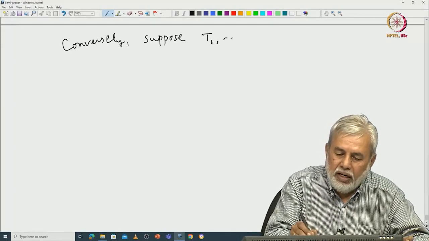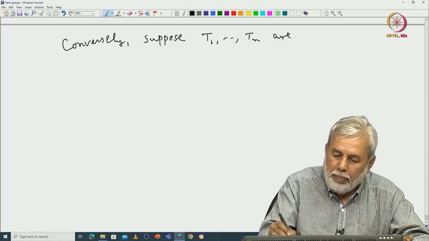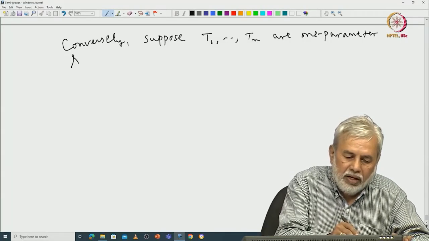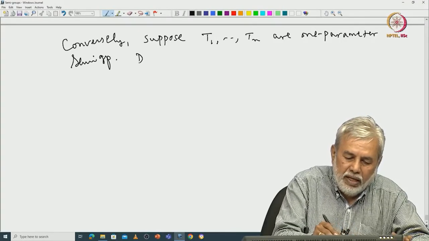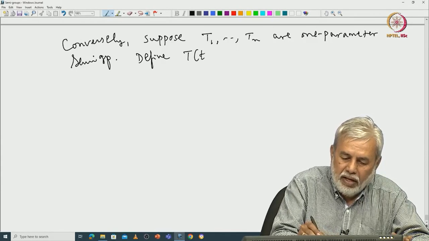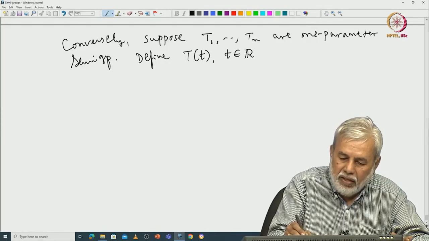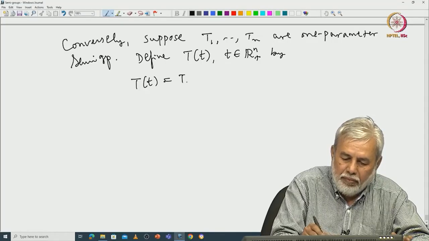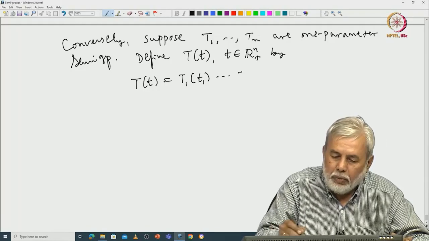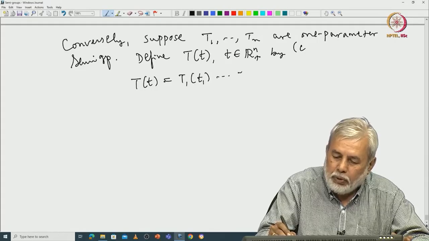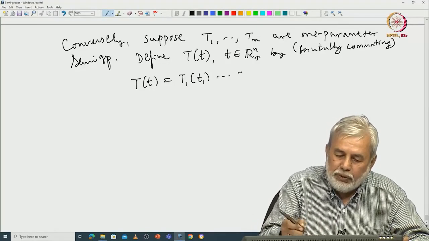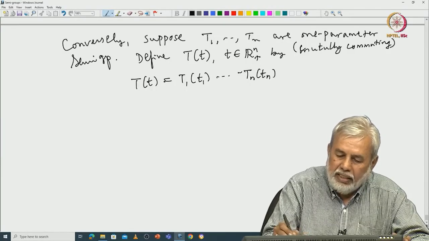Conversely, suppose T1, T2, ..., Tn are one parameter semigroups. Now you define a multi-parameter semigroup T(t) for t in R^n plus by T of t, same thing. You may assume that they are mutually commuting, so that the order does not matter. In the first case we can prove that, but in the second case you just assume that. And this is a multi-parameter semigroup.